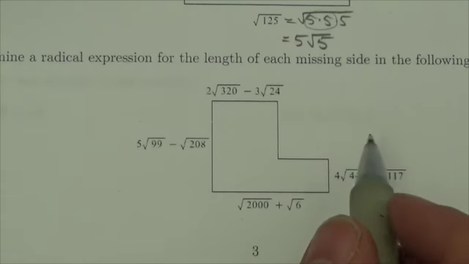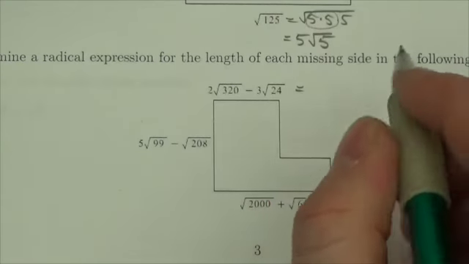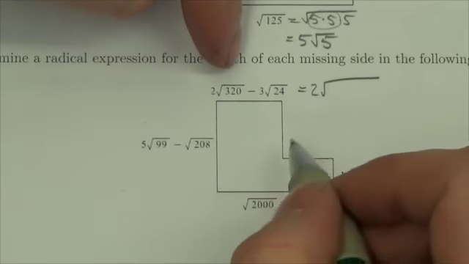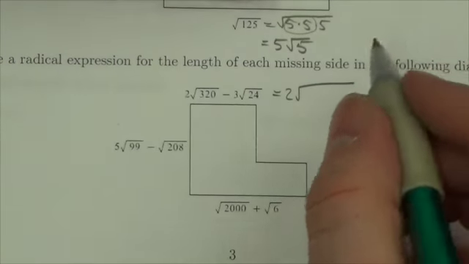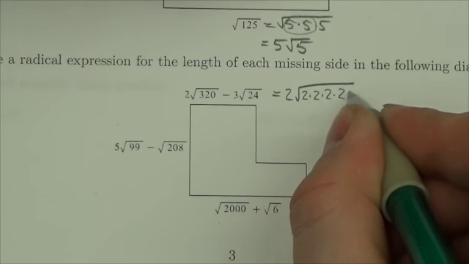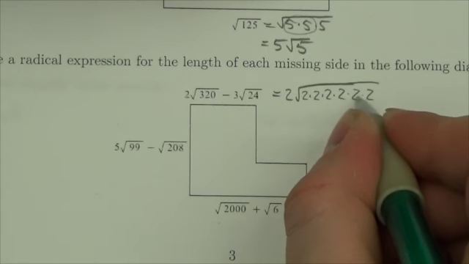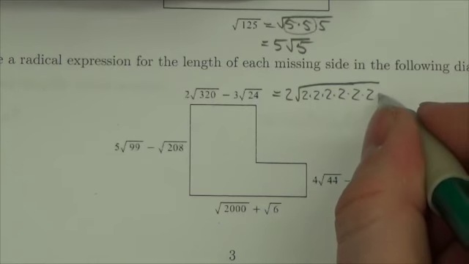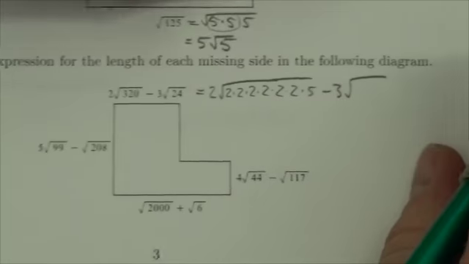So the very first thing we've got to do is simplify the expressions that we're working with here. For example, this is going to be the same as 2 root, okay, so 320 is 64 times 5. So 2 times 2 times 2 times 2 times 2 times 2. So what is it? 1, 2, 3, 4, 5, 6. Okay, good. There's my 64, times 5. And then minus 3 root 24.